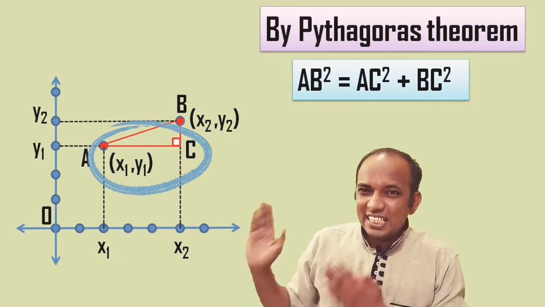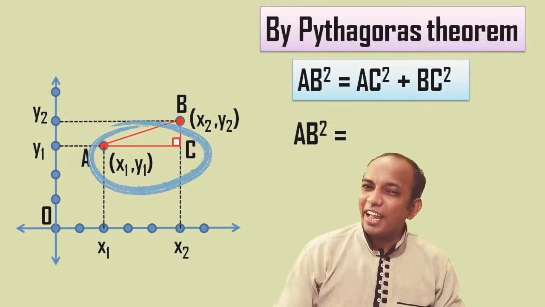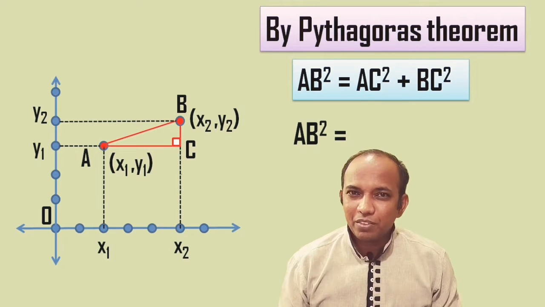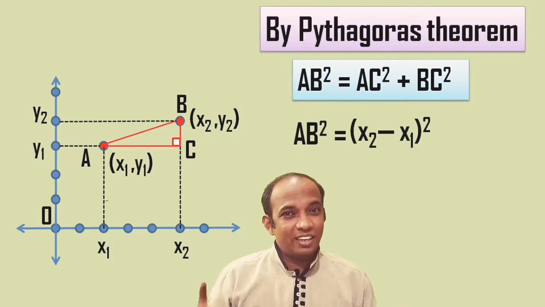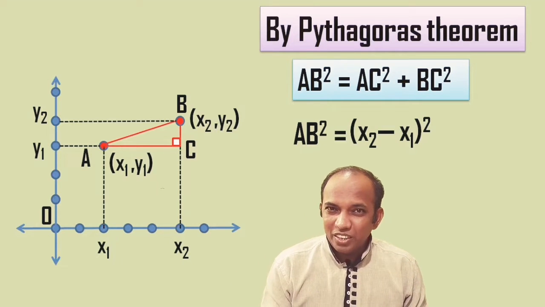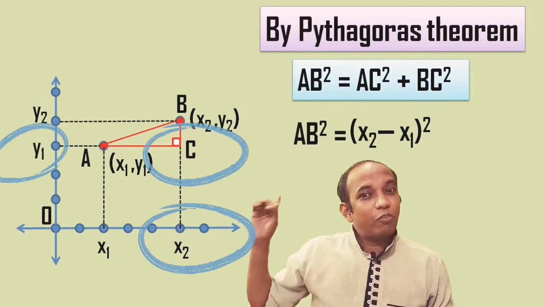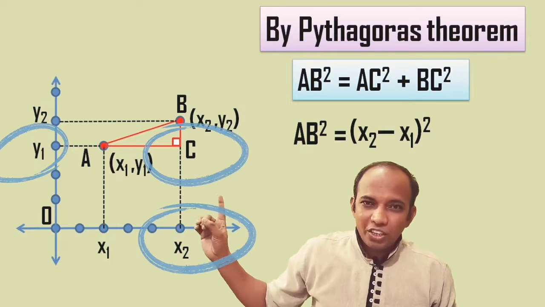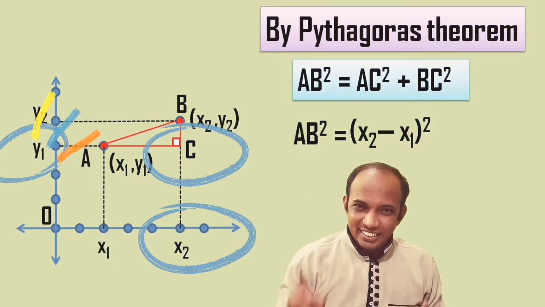Segment AC is parallel to the x-axis, and as it is parallel to the x-axis, what can you say? The distance AC will be x2 minus x1, right? Why x2? Because if you observe the diagram, for point C the x coordinate is x2 and the y coordinate is y1. Isn't it right?